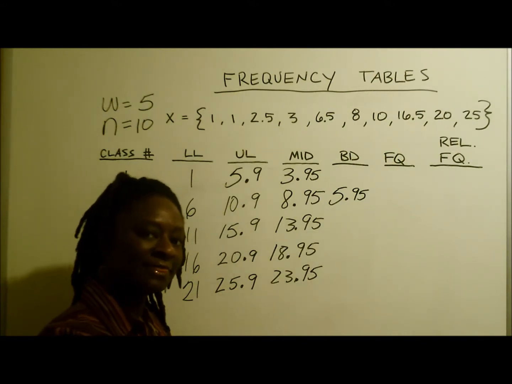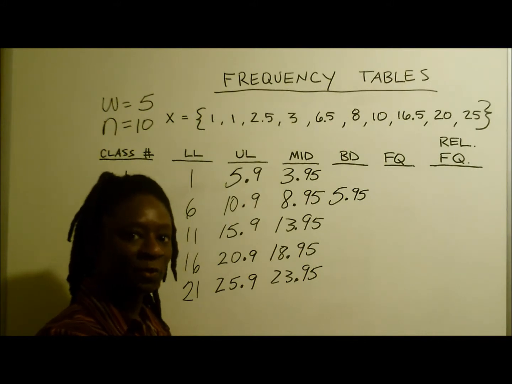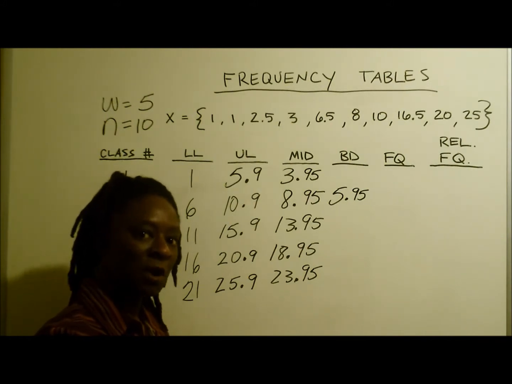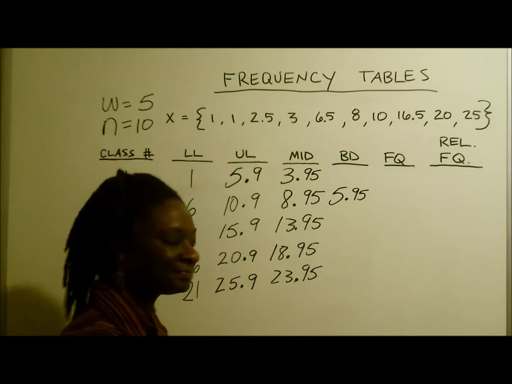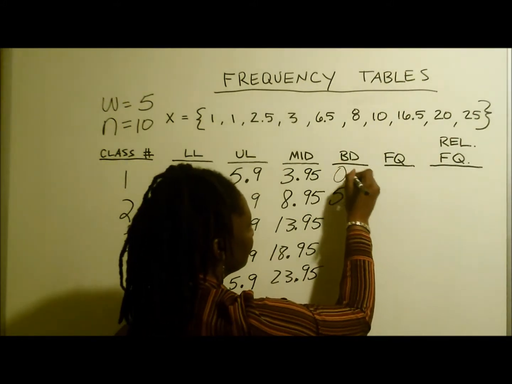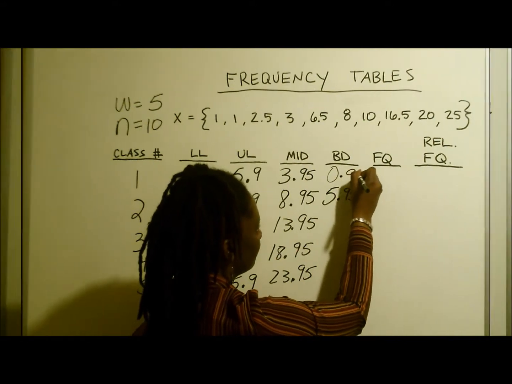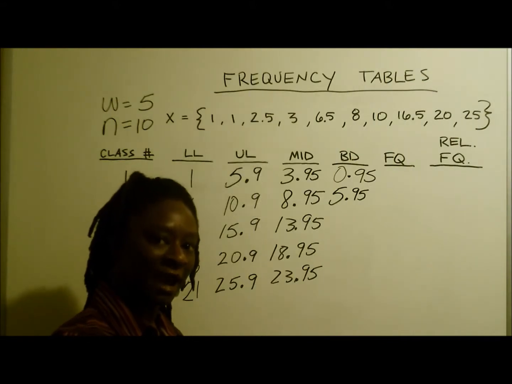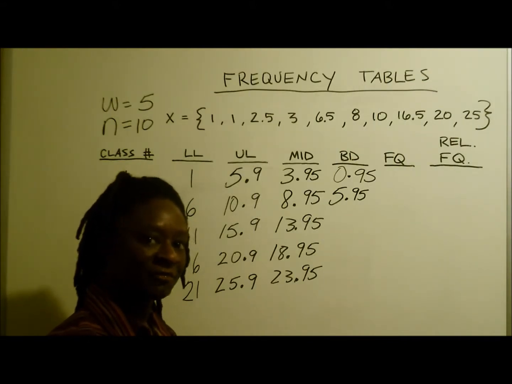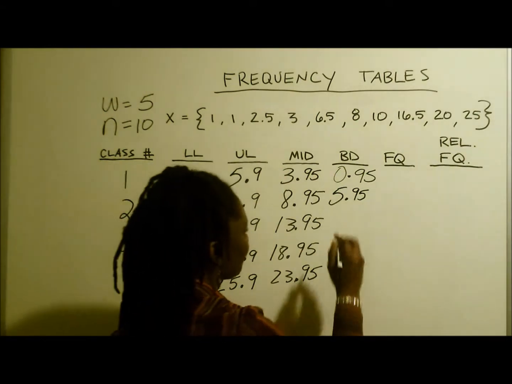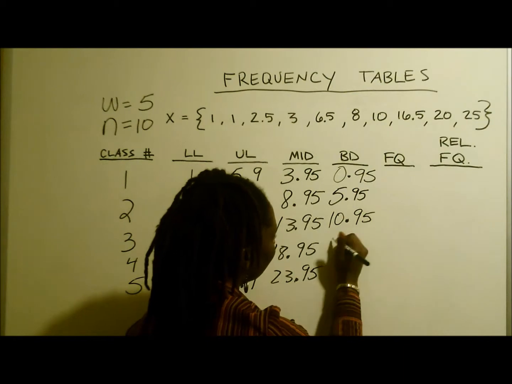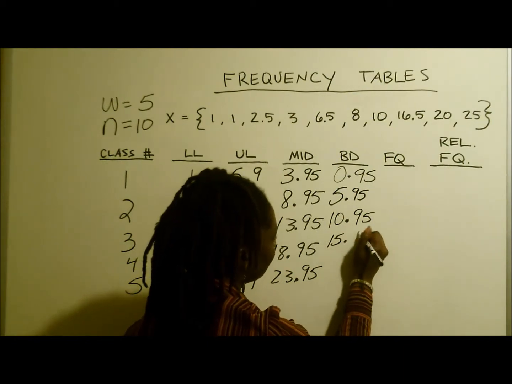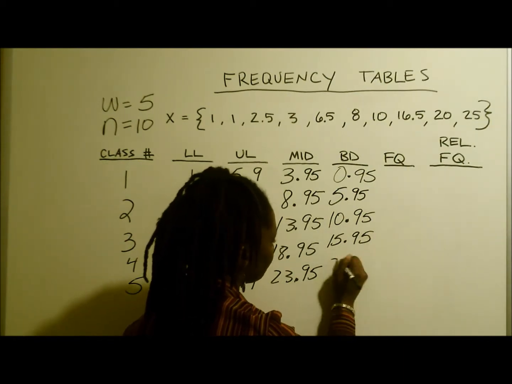So how do I find the boundary for class 1? Well, just subtract the width of 5. So our boundary for class 1 is 0.95. And to establish the rest of our boundaries, we just add our width of 5. So our next boundary is 10.95, 15.95, and so on.